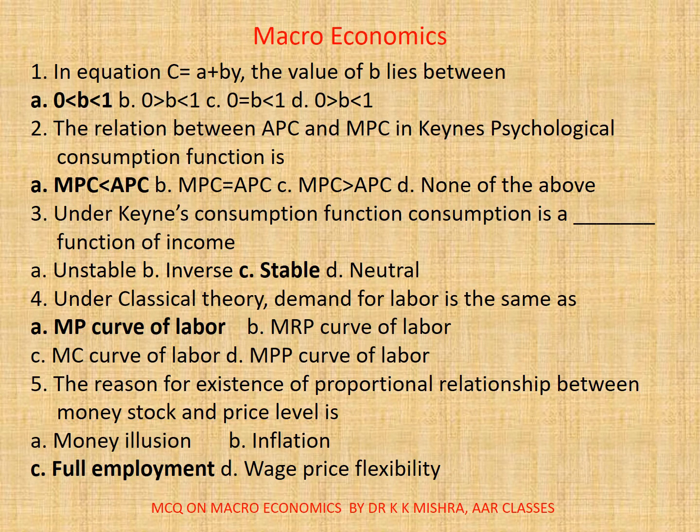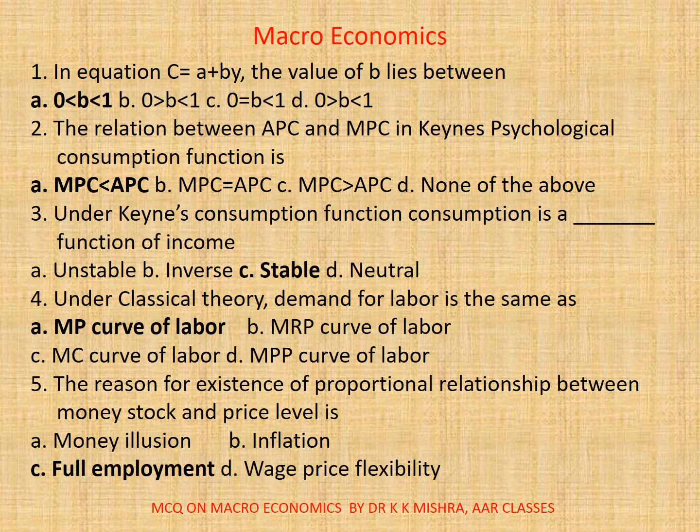Question number 1. In the equation C is equal to A plus BI, the value of B lies between: A, 0 is less than B is less than 1; or B, 0 is greater than B is less than 1; or C, 0 is equal to B is less than 1; or D, 0 is greater than 1, B is less than 1. There actually the correct option is A, 0 is less than B less than 1.